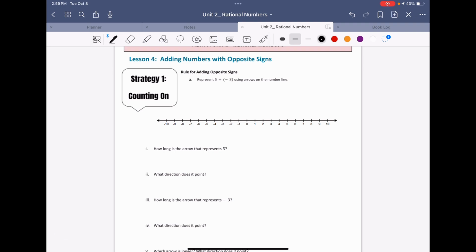How long is the arrow that represents 5? That is 5 units. What direction does 5 point? Well, it's positive, so it's going to point to the right. I'm going to go ahead and put that on my number line. So all the way to 5.